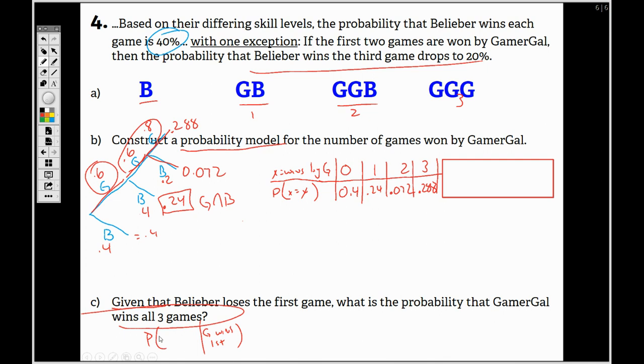But if we use the formula, G wins 3, then what we're doing is we're saying it's the probability that this happened over the probability that all 3 happened. And all I'm doing is canceling this 0.6 out anyway, right? Because this is 0.6 times 0.8 divided by 0.6. Those cancel, and I'm left with those 2 that you see right here anyway, right? So you have 0.48.